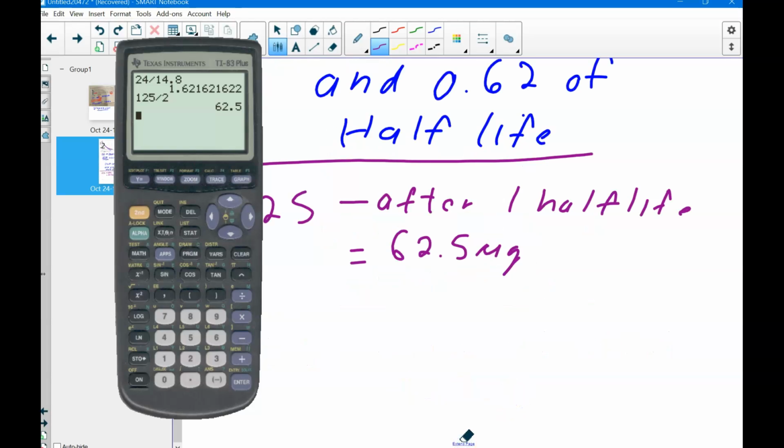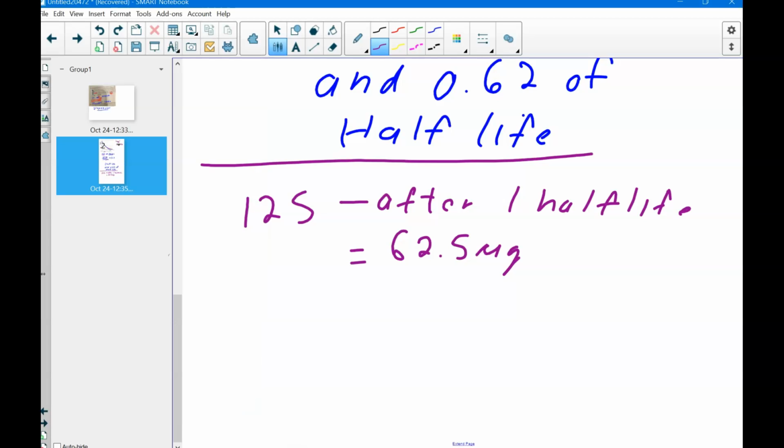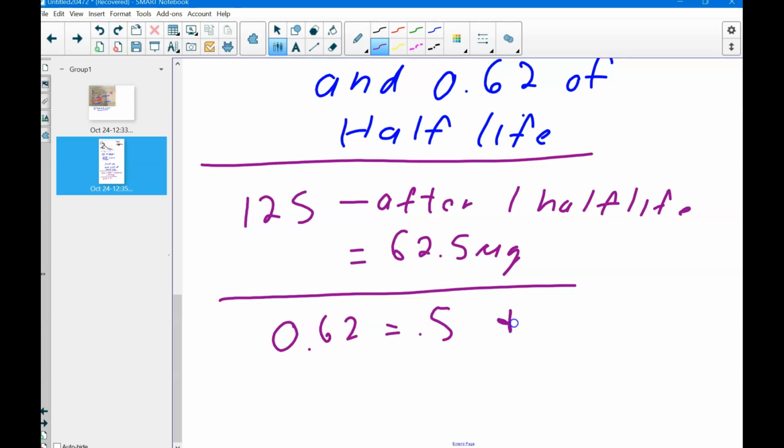But that's just one half-life. Now we have 0.62 half-lives. So what we have left to worry about is 0.62 half-lives. So 0.62 breaks down into 0.5 half-life, or 1/2 a half-life, and 0.12 of a half-life.